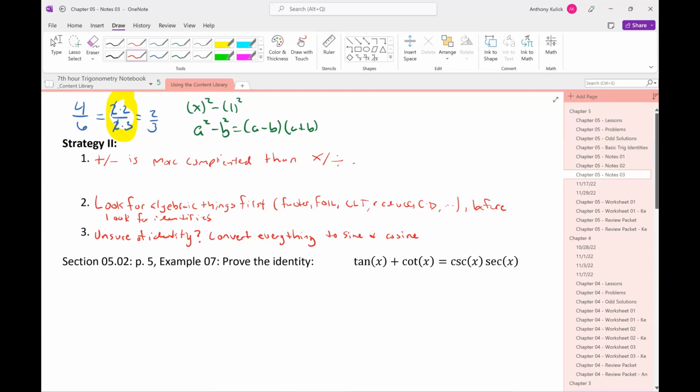Example time. We got a left-hand side, we got a right-hand side of our equal sign. Which one is the more complicated side? The left side, because of addition versus multiplication. Okay, good.